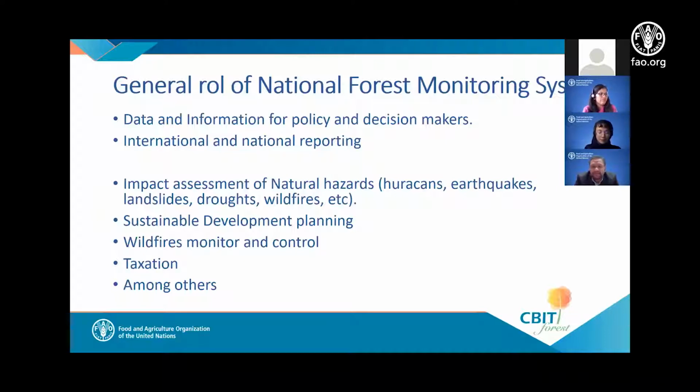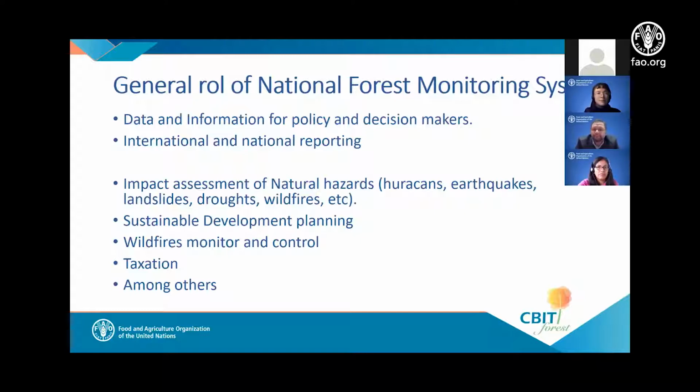Some other uses that I can mention can be, but not only, impact assessment of natural hazards like hurricanes, earthquakes, landslides, droughts, wildfires, etc. Sustainable development planning, like for example, you want to build a road, you want to build a city, land use management, watershed management, etc. Wildfires monitoring and control overall now or currently with the last big wildfires, for example, in USA, Australia, and the Amazonian. And some other issues that, for example, people don't like taxation. But of course, for bad or good, the information provided as well can be used for taxes purposes or exoneration. And there are other uses as well that we can see later.